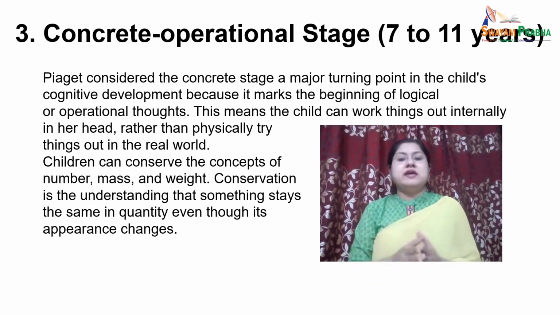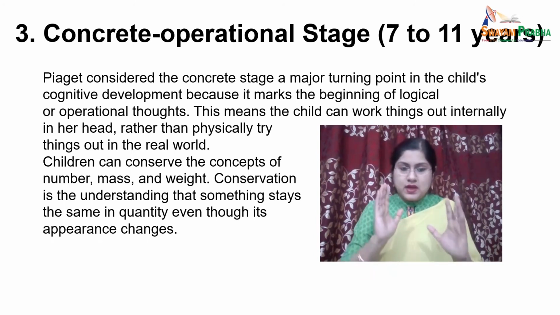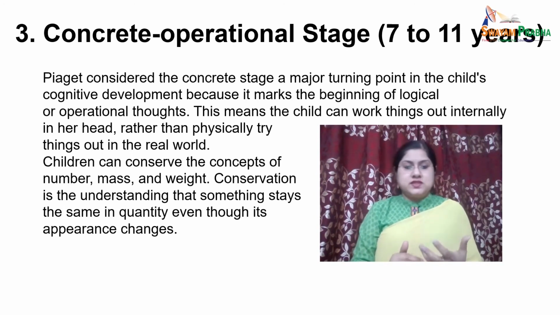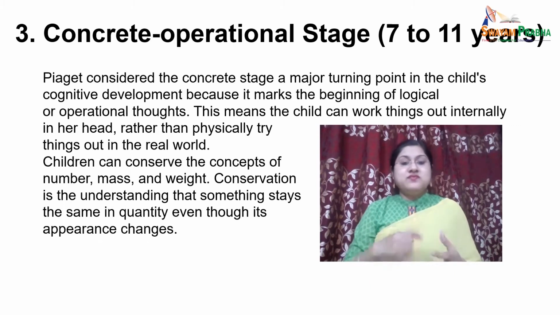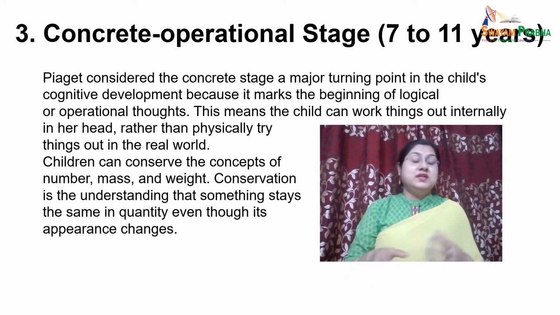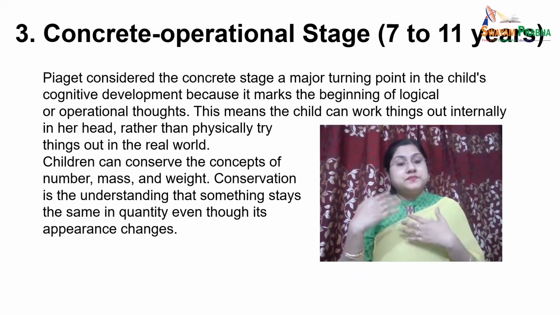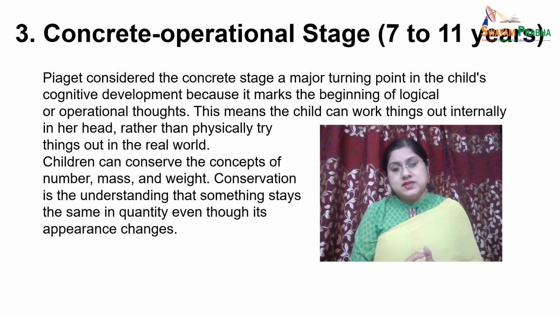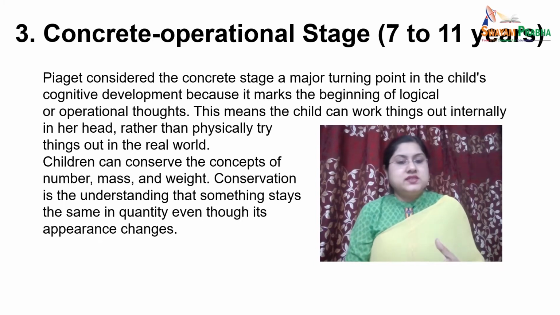This means the child can work out things internally in her head. So now she will start thinking, or she can make some logic or logical thinking starts. So rather than physically trying things out in the real world, she can even think of and make the solutions in her mind. So children can conserve the concepts of number, mass, and weight. What is this conservation? Conservation is the understanding that something stays the same in quantity even though its appearance changes.